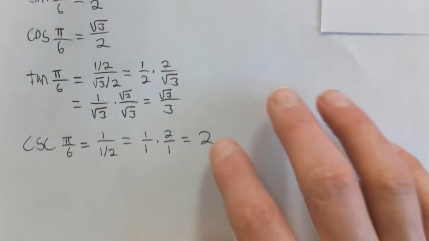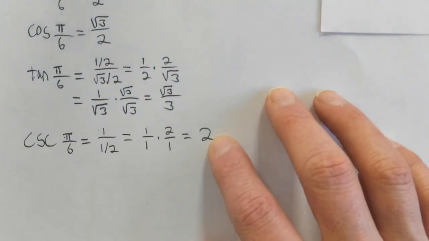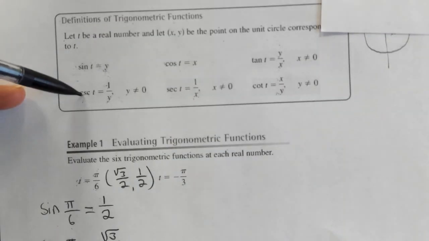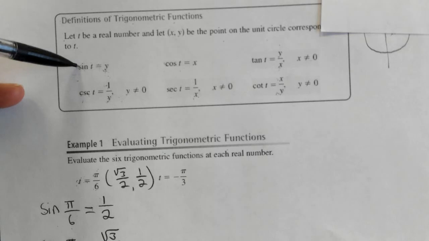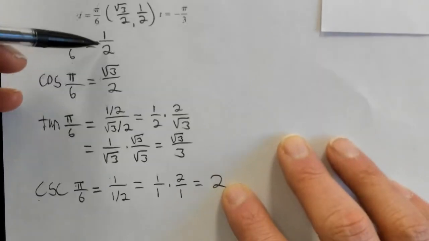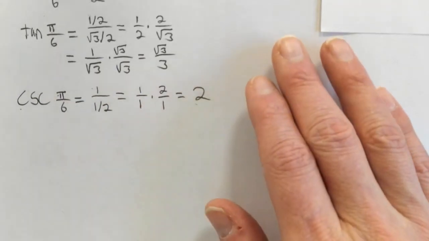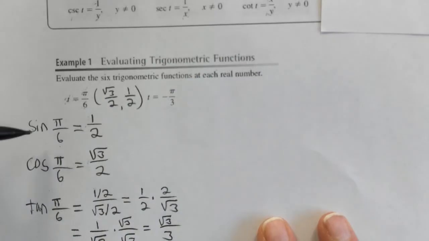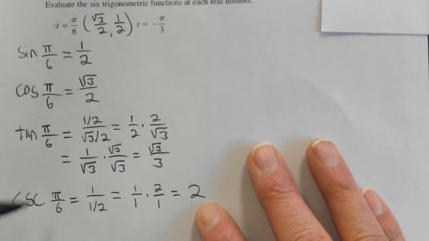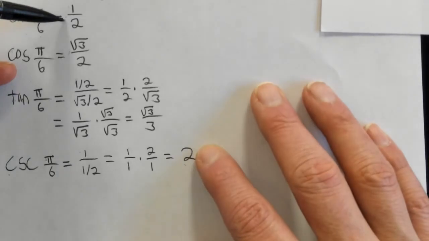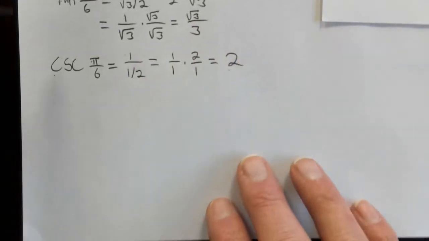Okay? Now, here's another way that we could have done this problem. Since we had already done sine, and we know that cosecant is the reciprocal of sine, you could have just taken what you've got here and done the reciprocal and known right away that it was 2. However, you may have problems where it's only asking you for cosecant and you haven't already done the sine portion of it. But that's one way to verify that we have done it correctly.